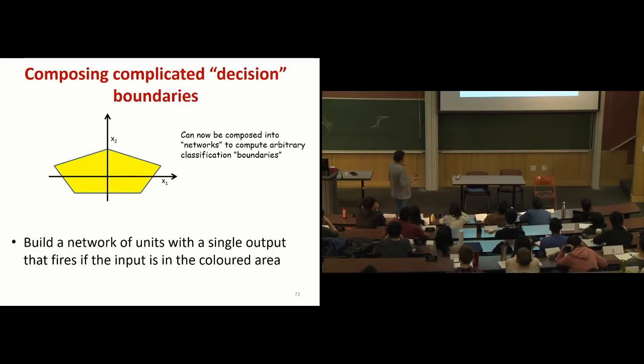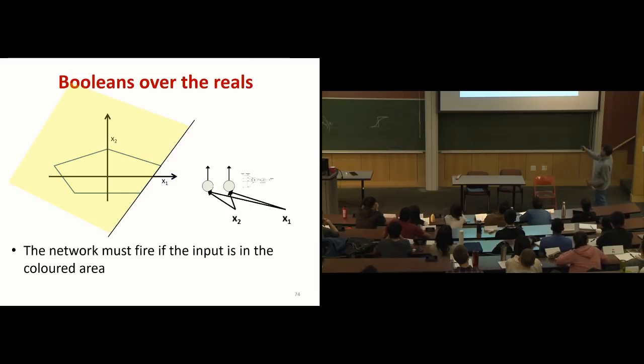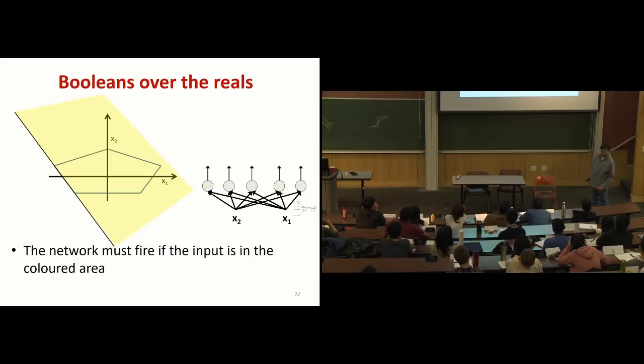Like I want a function which produces a 1 inside the polygon and 0 outside. So the way we would do it, I would have one neuron, one perceptron, which produces a 1 in the yellow region and 0 in the white. A second one does the same thing for this edge. A third one does the same thing for this edge. A fourth one does the same thing for this edge. A fifth one does the same thing for this edge.